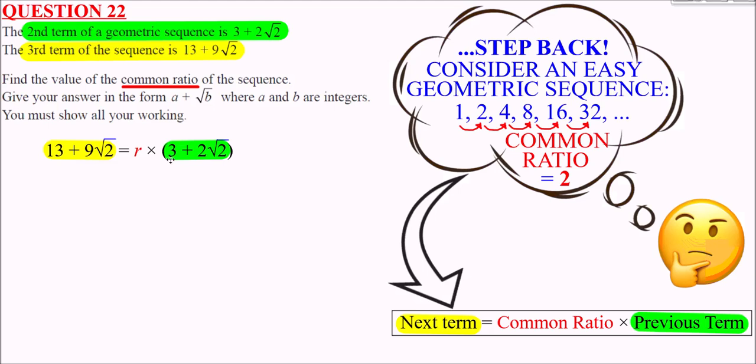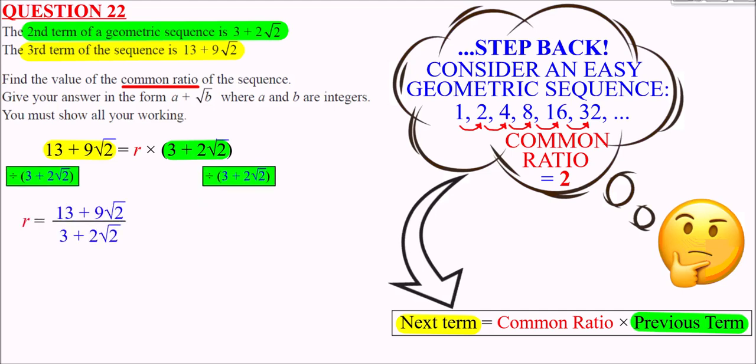So to get the ratio on its own, I need to divide everything by 3 plus 2 root 2. That then gives me that the common ratio, which I'm trying to find, is 13 plus 9 root 2, all divided by 3 plus 2 lots of root 2, which is, like I said before, the common ratio is just any term divided by the one that comes immediately before. In this case, the third divided by the second.